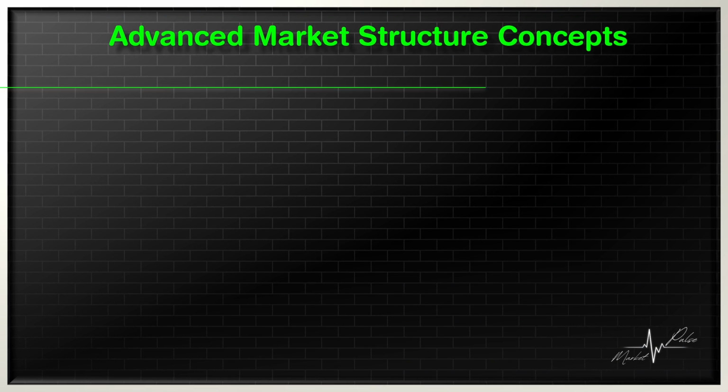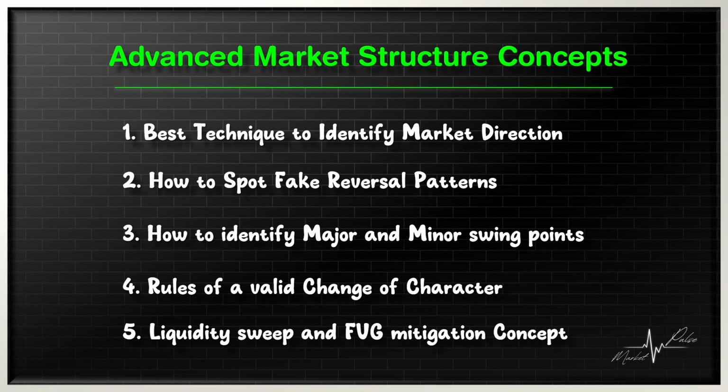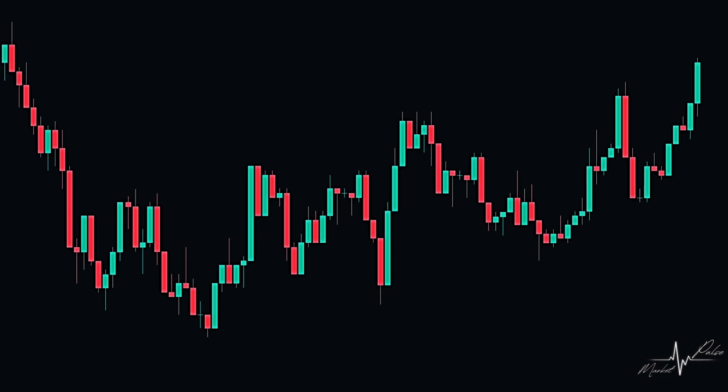So, in this video, we're going to discuss imperfect trending markets and how to identify direction without being misled by fake reversals. We'll show you an advanced trading technique to help you distinguish between major and minor swings within the market structure. Finally, we will cover the concepts of liquidity sweeps and fair value gap mitigation, and the tool you were asking about. Let's start with an example of what an imperfect trending scenario might look like.